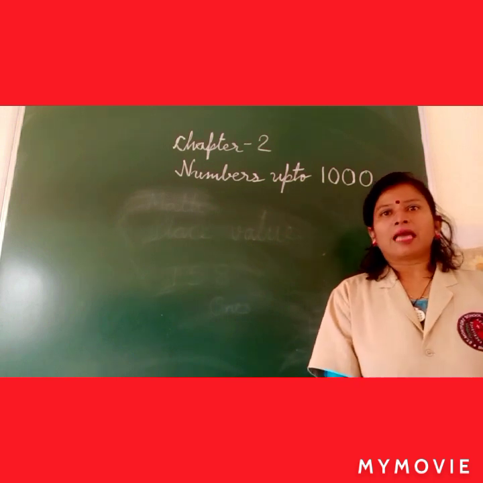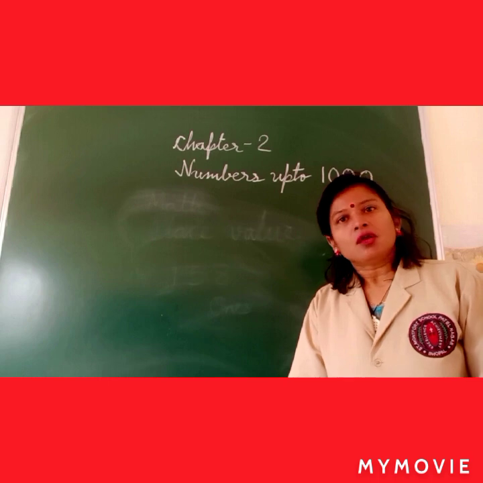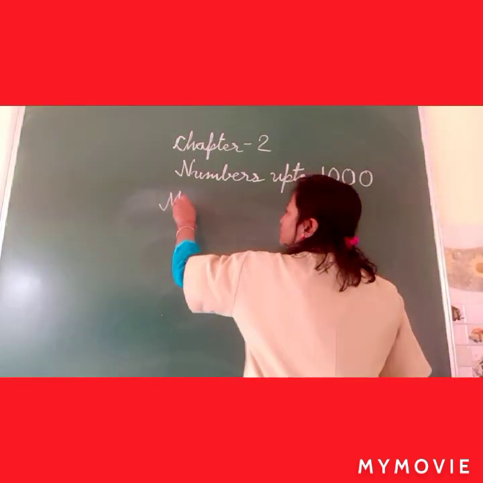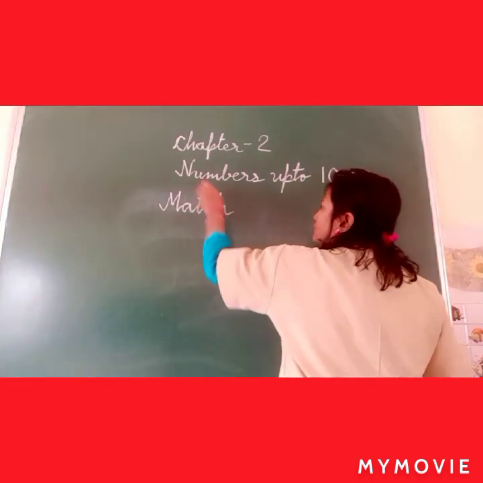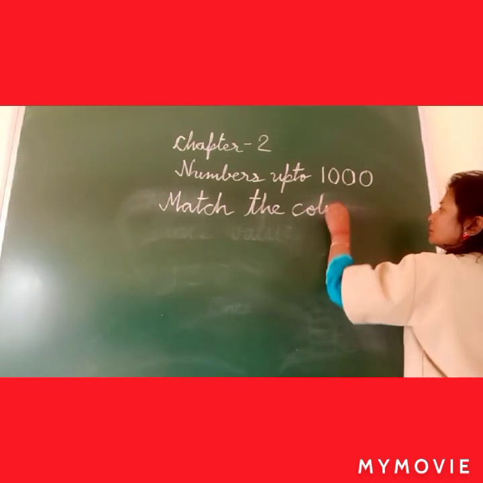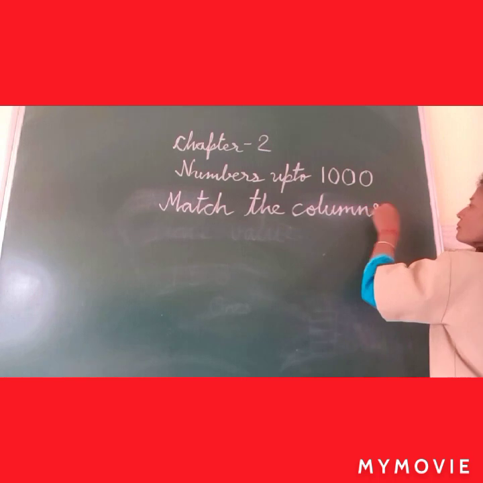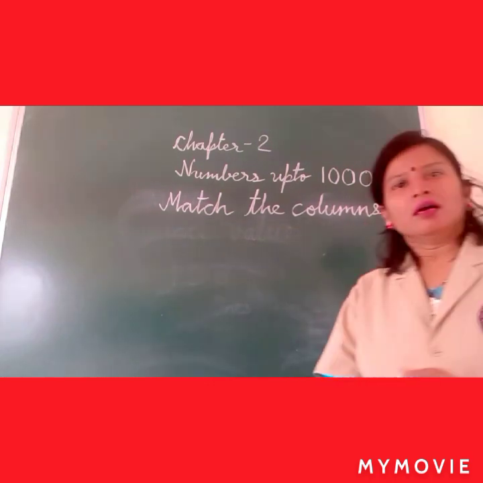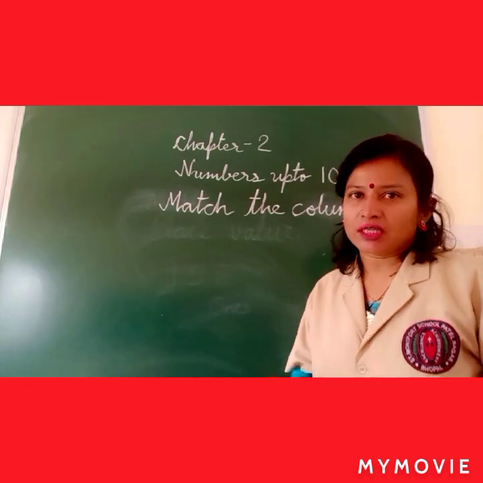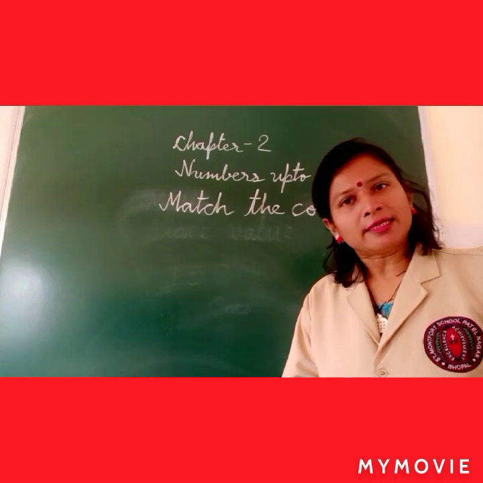Today we will start chapter 2, numbers up to 1000. In this, first question is match the column. Here few numbers are given and according to its place value you have to match the numbers. Let's see.